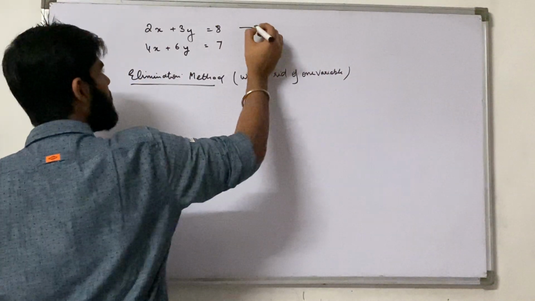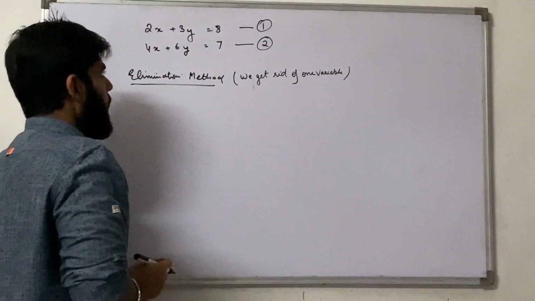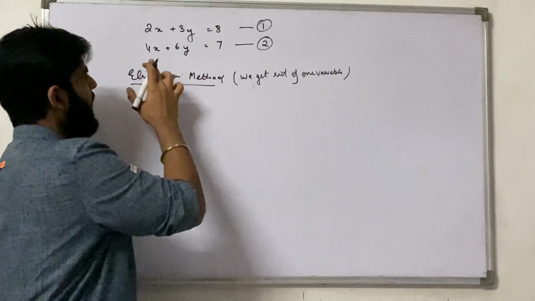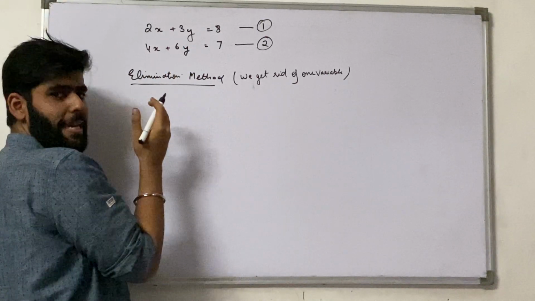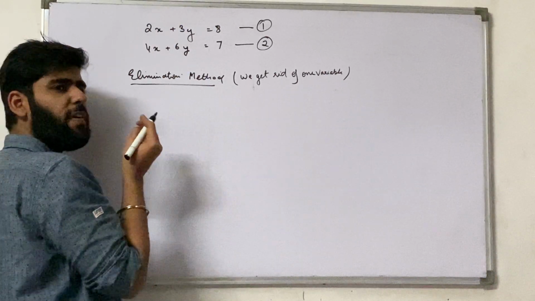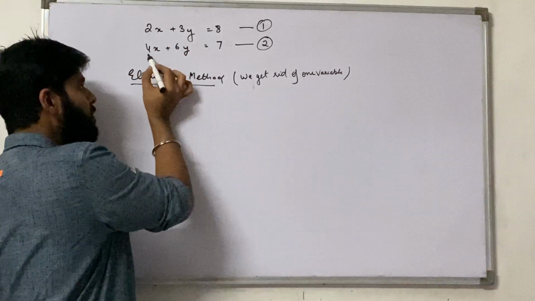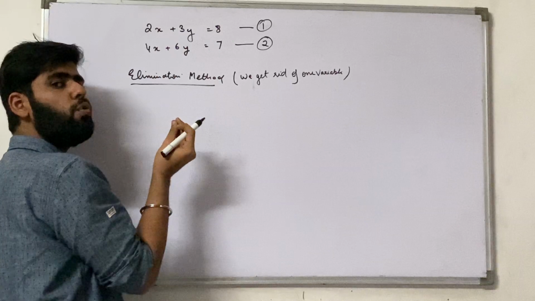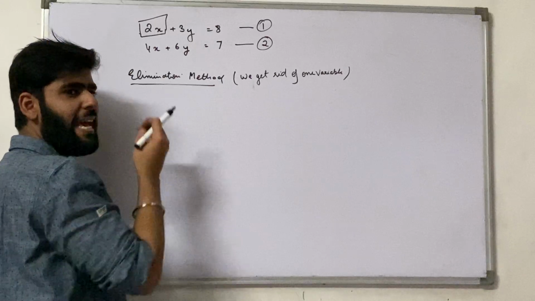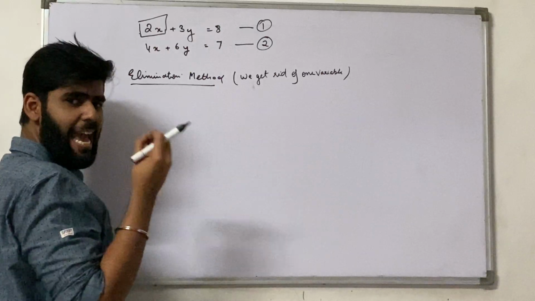If we mark this equation as the first equation and this equation as the second equation, now if I subtract these two equations, will I get rid of any of the variables? No, I cannot. Now if I want to get rid of x, what will I have to do? I will have to convert this term into 4x. Only then if I subtract 4x minus 4x, it will lead to 0. Hence we will get rid of the x variable.